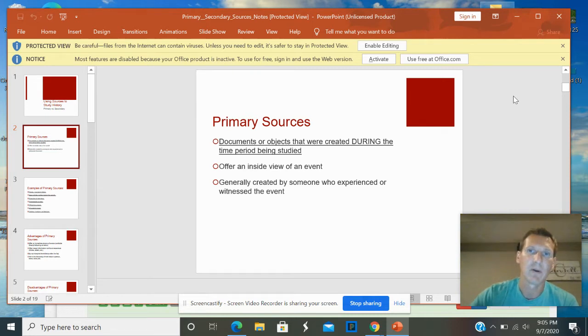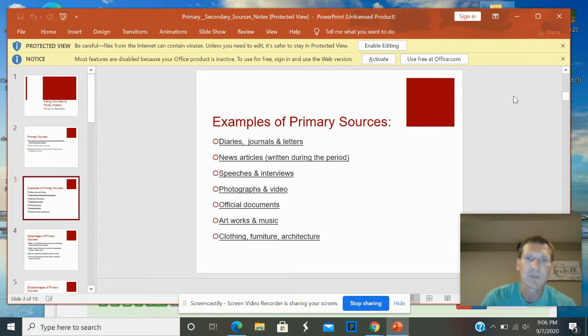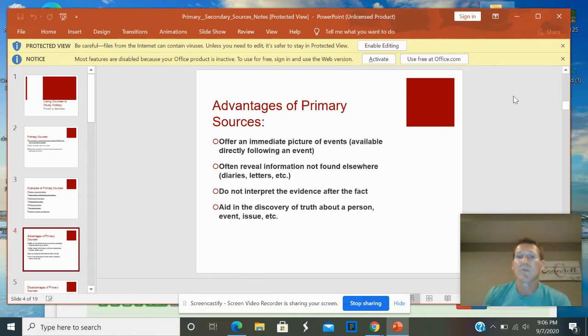So a newspaper or a television news broadcast, even though the people telling you the news or writing the article might not have been at the event themselves, because it was created during the time period, it is considered a primary source. So examples of primary sources include journals and letters, news articles, and you can read the rest of the list there. There are some advantages of primary sources when you're studying history.